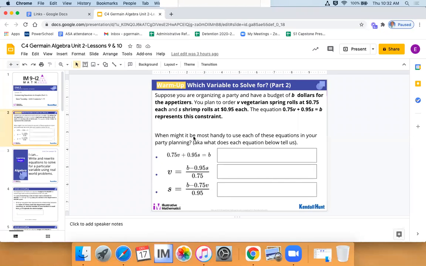So when might it be most handy to use each of these equations in the party planning? In other words, what does each equation below tell us? When you're looking at which of these variables is isolated, tell me when we would use that. What would we be solving for? Take a minute right now to decide in what scenario you would use each one of these equations. Let's get started.